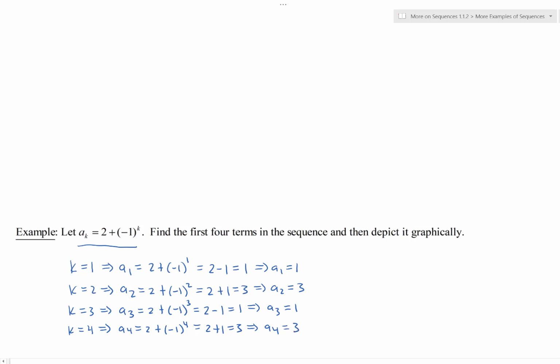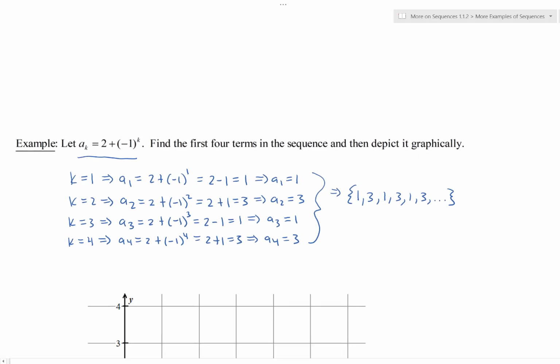So we see the pattern here. We could just say, well, look, based on all this, what is this sequence in general? It's going to start with 1, then 3, then 1, then 3, then 1, then 3, and so on. So it just goes back and forth between 1 and 3. And that is because of the -1 to the k power in the explicit formula for a sub k.